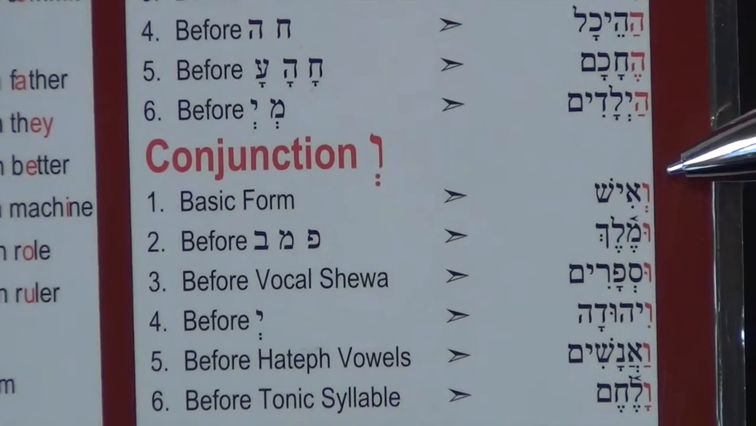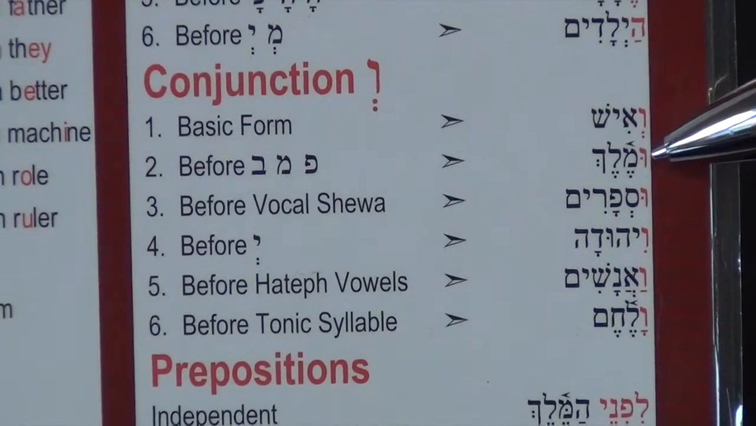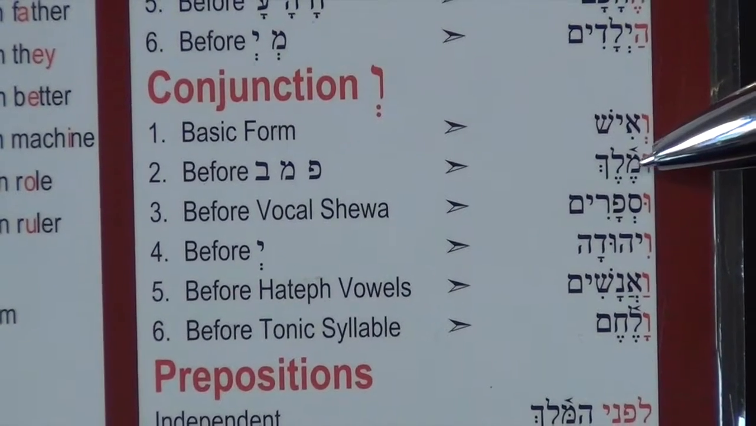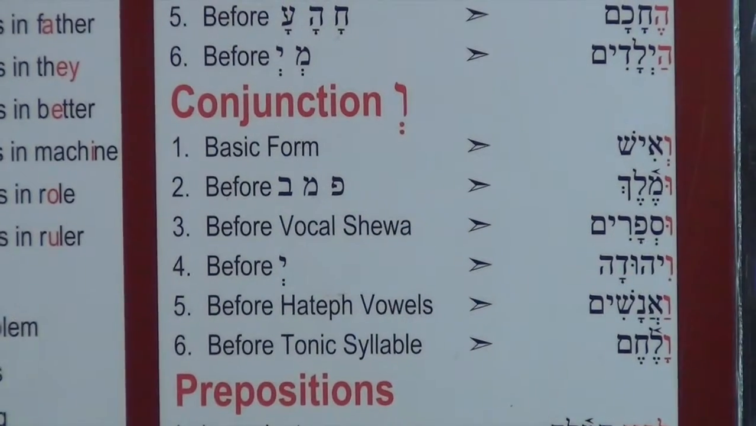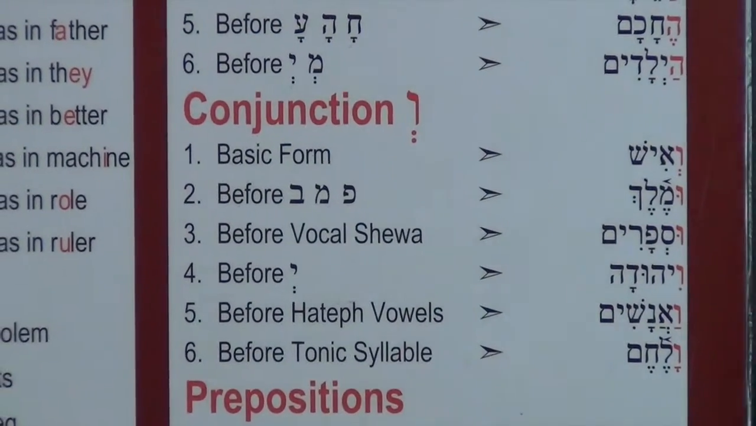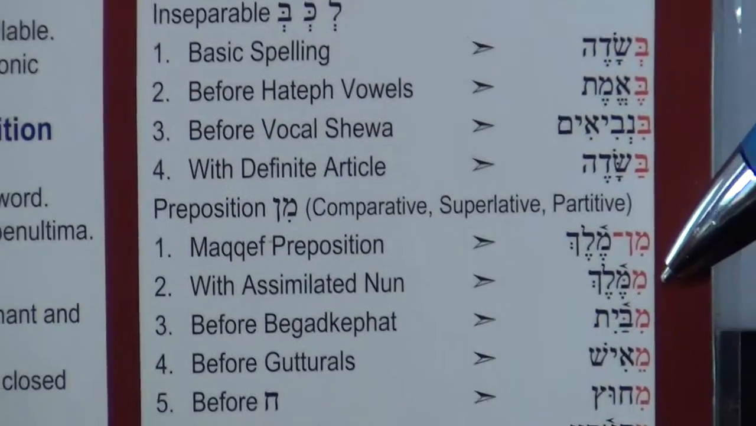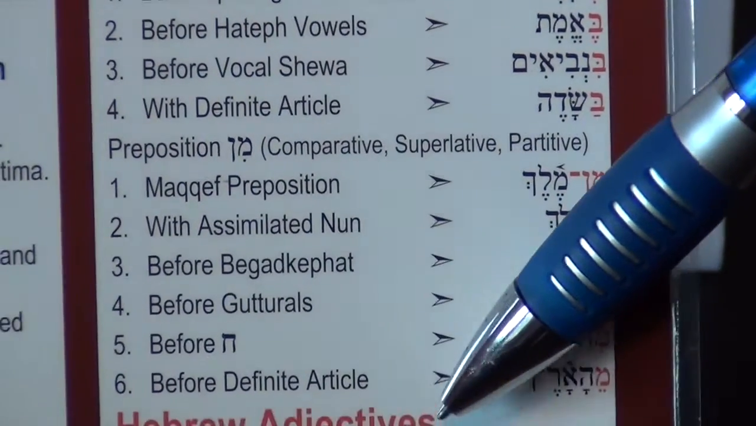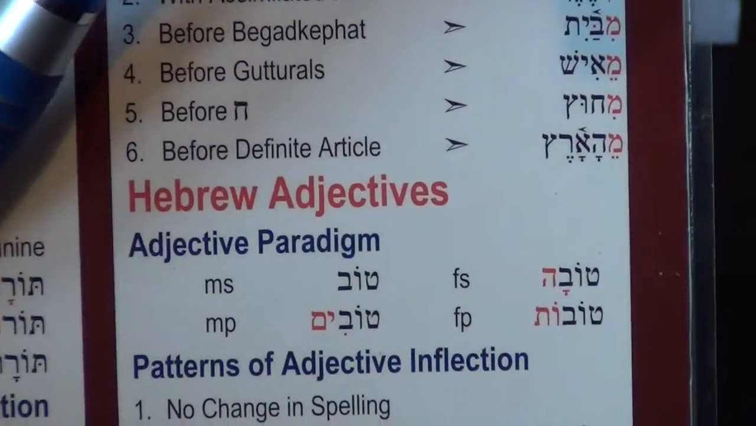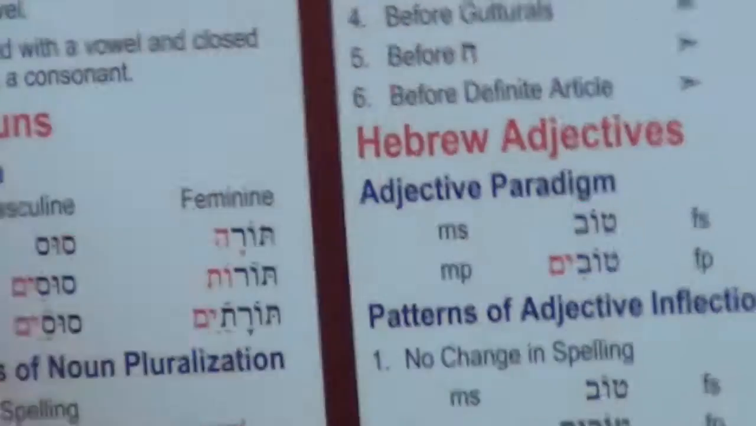How normally it's just the W with the vowel, but when it's in front of an M it changes into U. What else have we met? We met the min, from, and again we see how that changes in some cases. Here are the adjectives. The adjective endings copy the noun endings, so that's quite useful.